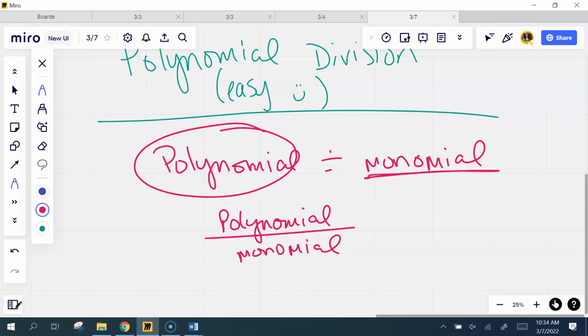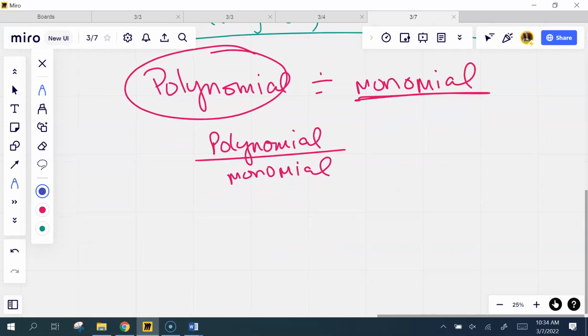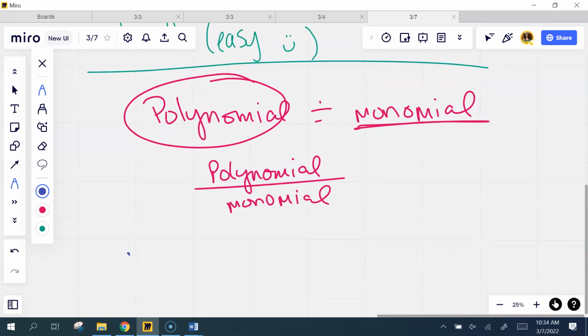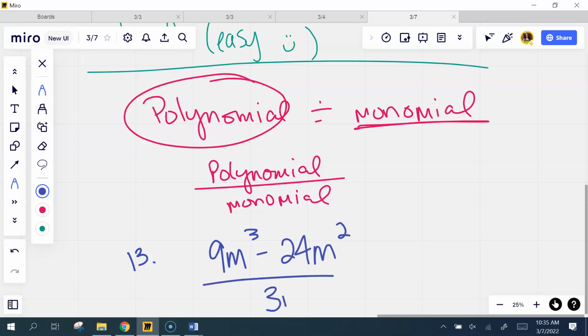Now the reason this is easy is because we're going to split it up into smaller chunks to make it a little bit easier for us. And I think the easiest way to show you is just to take the very first example and show you how we're going to break it down. So number 13 says 9m cubed minus 24m squared over 3m.